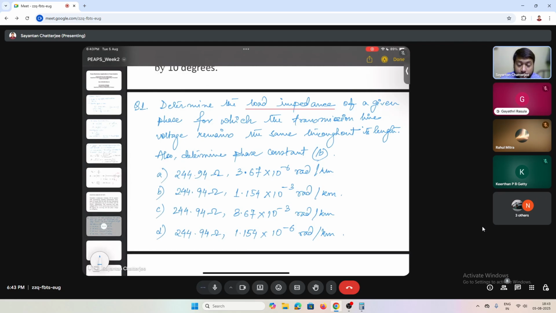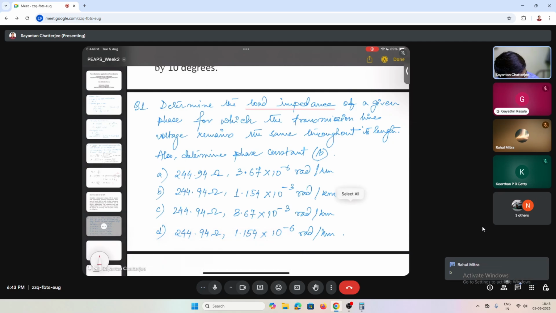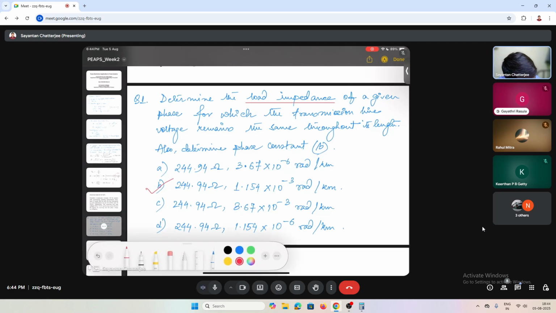Determine the load impedance. The transmission line voltage remains the same throughout. Yes, D is the correct answer. So it remains the same when the line impedance is equal to which impedance? ZC, the surge impedance, yes, the characteristic impedance. So if we equate the same, we just need to calculate the value of ZC. So this is the first part. Let's do it fast.